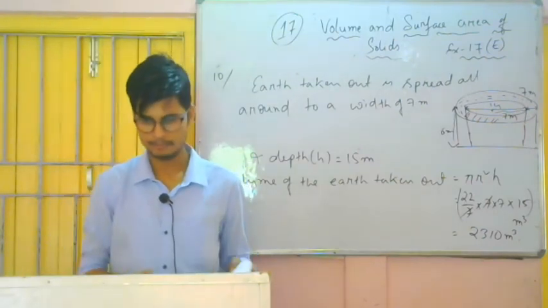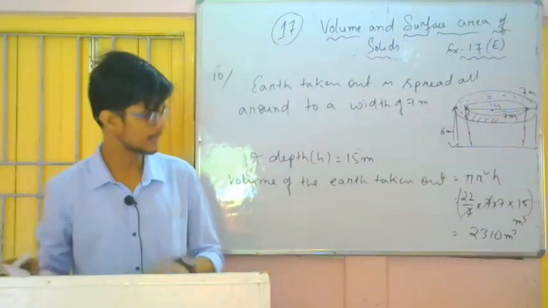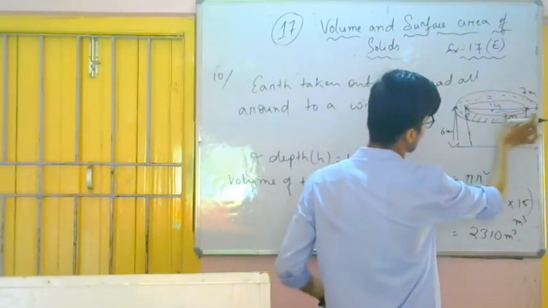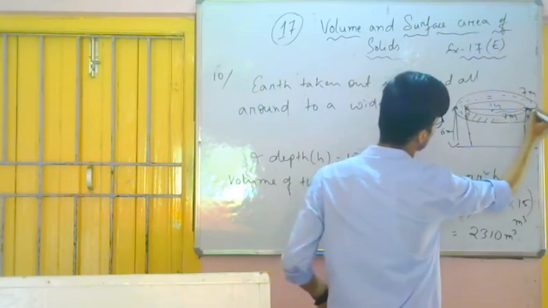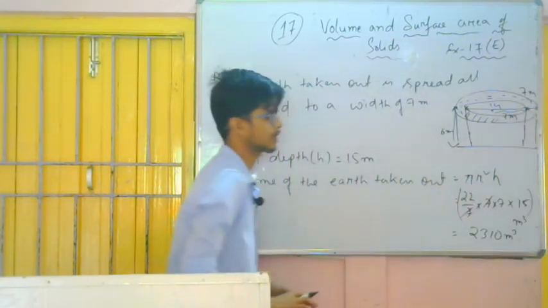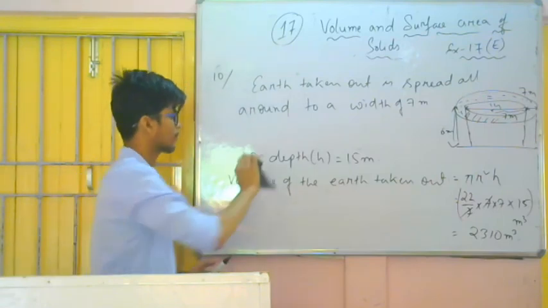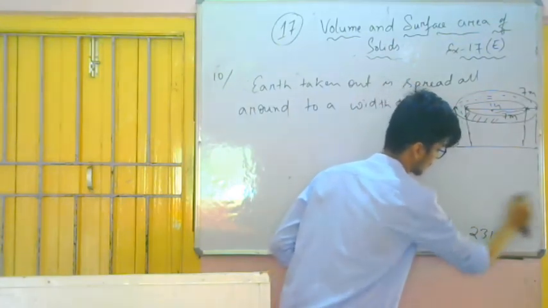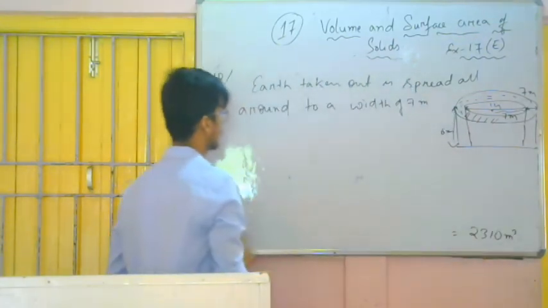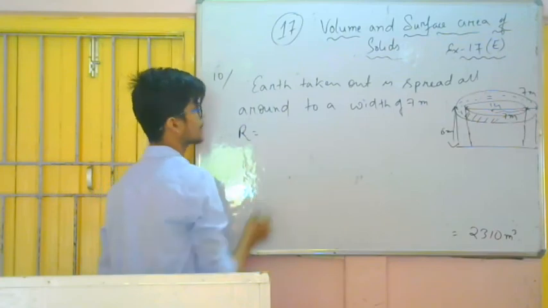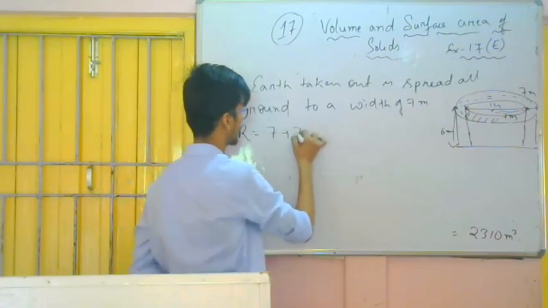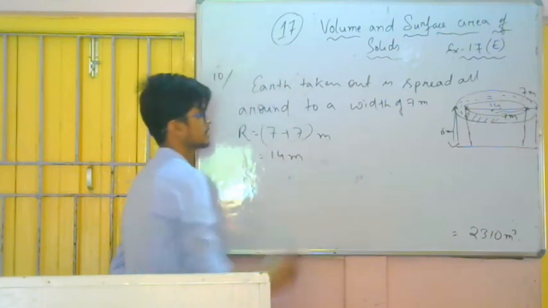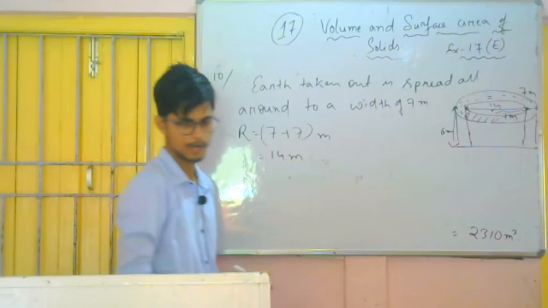So now we will find the radius. Earlier I said if I want to find the external radius, then this is 7 and again plus this thickness, 7 plus 7, it will be 14. So external radius will be 14. So you write, therefore capital R will be 7 plus 7 meter, which is equal to 14 meter. Now I can easily find the area of the embankment.